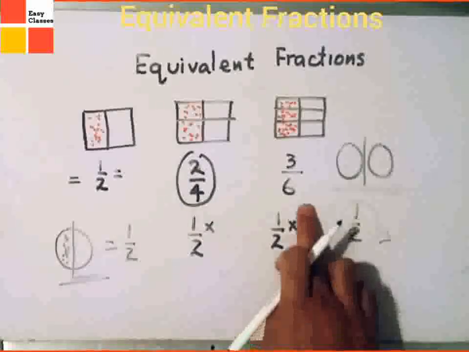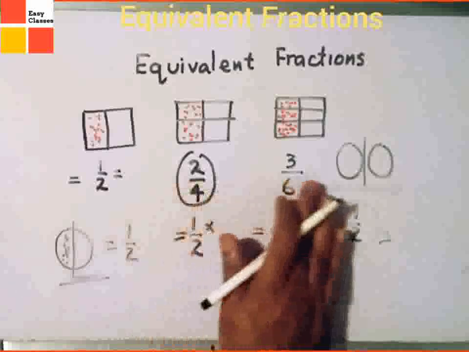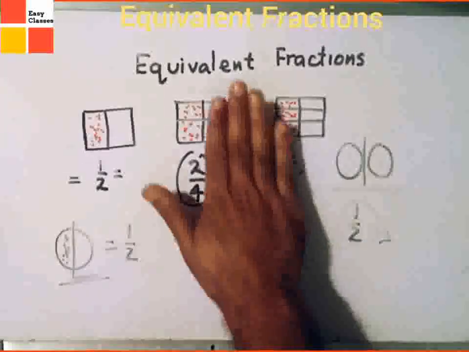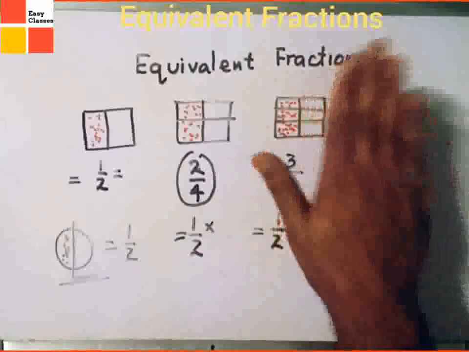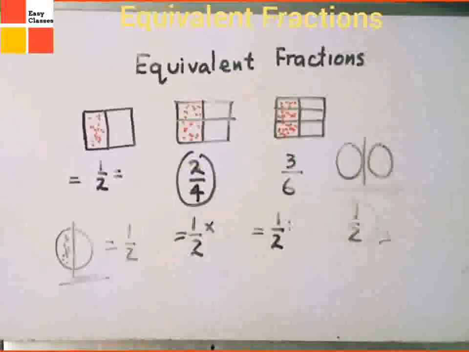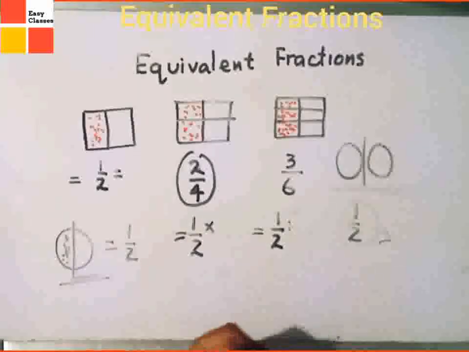You can cancel these two. This is actually 1 half. So these fractions are actually the same: 1 half, 1 half, 1 half. This is 1 half of this, this is 1 half of this. These are called equivalent fractions. Now a very important point: how can we get the equivalent fractions of a given fraction?